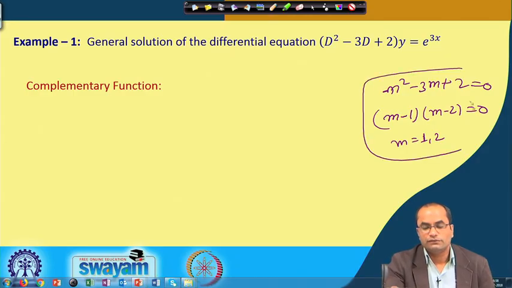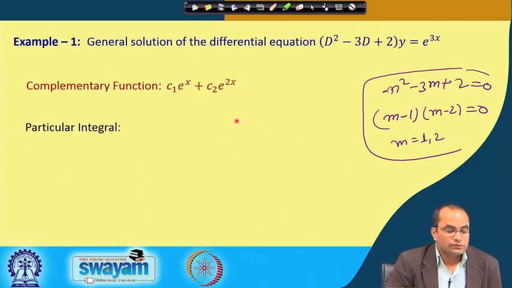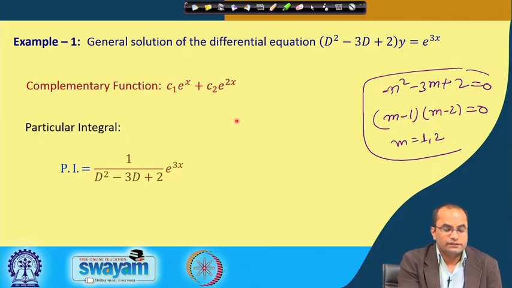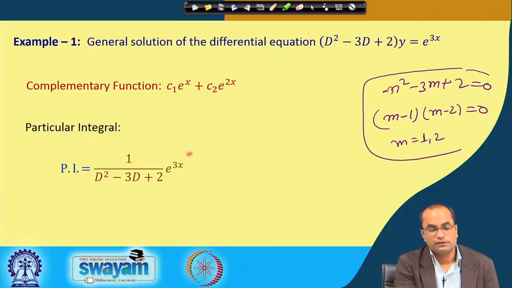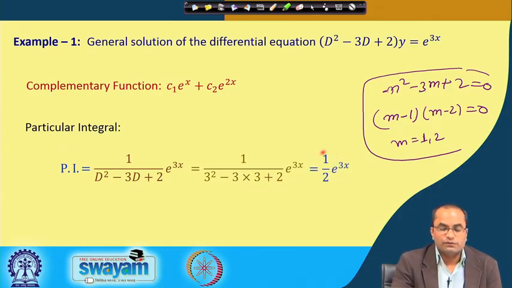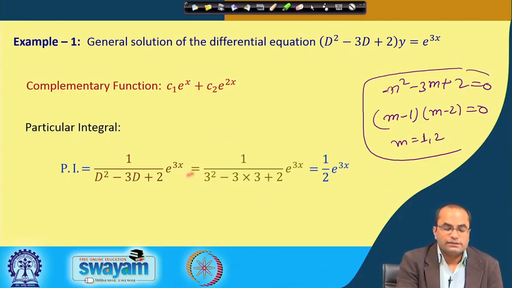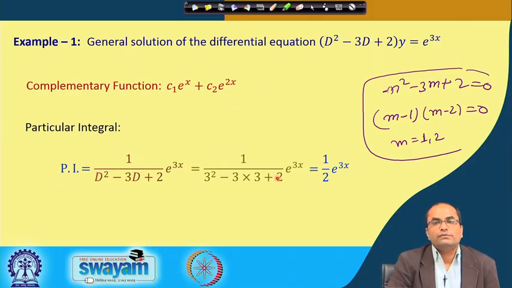Having these roots, we can write down the complementary function: c1 e power x plus c2 e power 2x. Getting to the particular integral, which is already discussed now: 1 over D square minus 3D plus 2 operated on e power 3x, and the trick is that we replace D by 3. So, we have 9 minus 9 plus 2, and the value will be 1 by 2 e power 3x. In this case the denominator was not 0, and therefore we got this value directly by replacing D by 3.